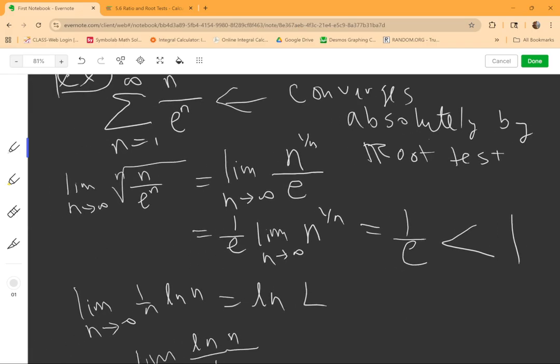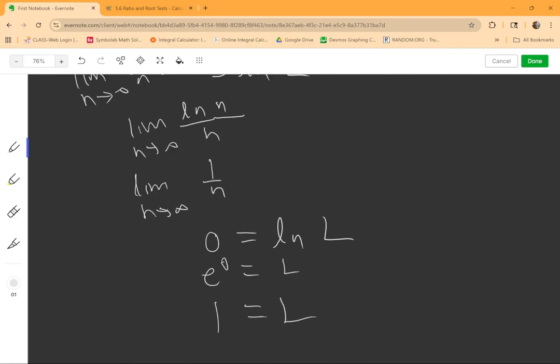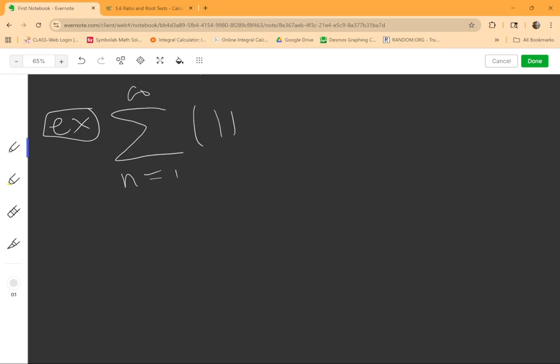Okay. All right. So now let's do one more example here. Again, I want to determine whether the following series converges or diverges. In this case, I have the sum from n equals 1 to infinity of (1 plus 3 over n squared) to the n.